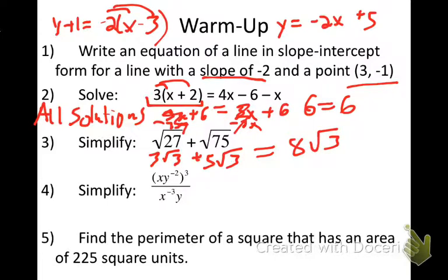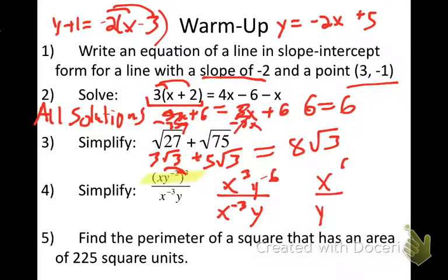Number 4, simplify. First part here, looking at the numerator. I need to distribute the exponent to my exponents, giving me x to the third, y to the negative 6th, over x to the negative third, y. From here, I just need to move negative exponents. I move the negative 3 to the numerator, move the negative 6 to the denominator. I'm going to be left with x to the 6th over y to the 7th.